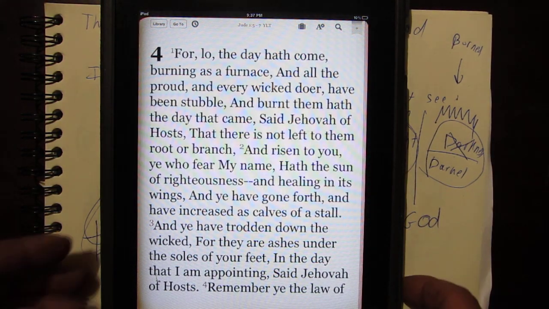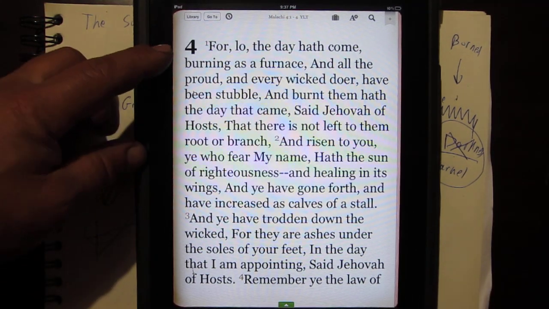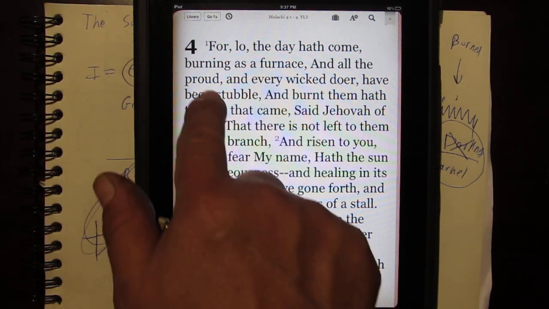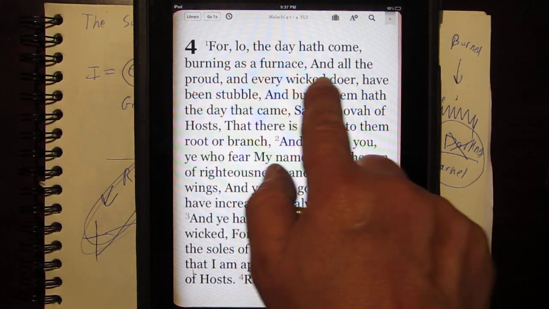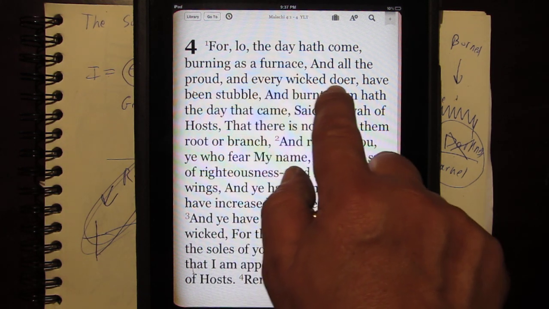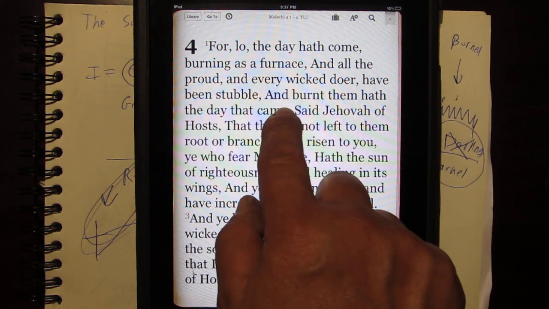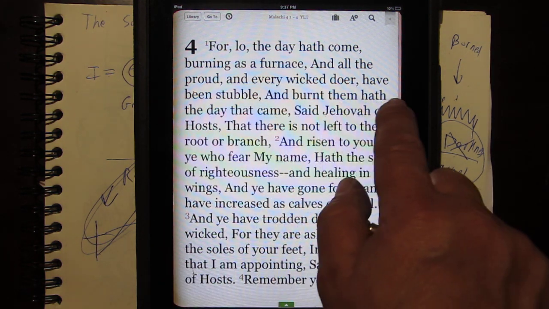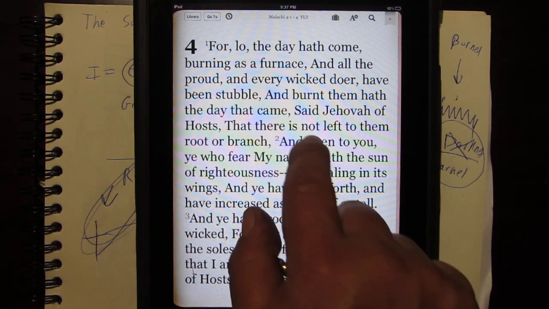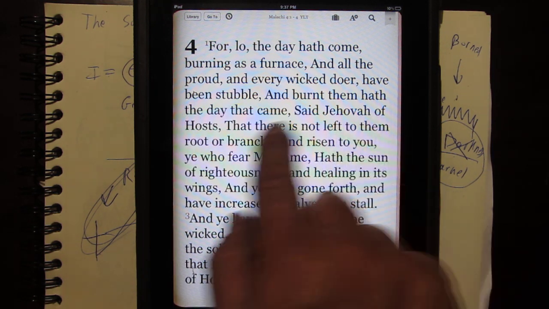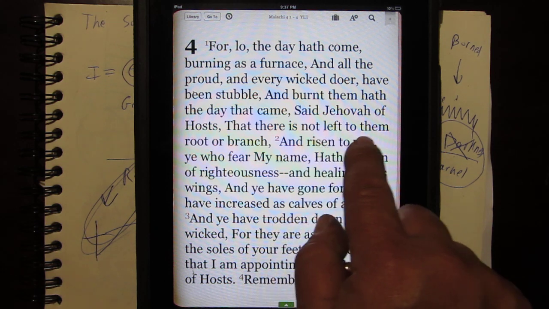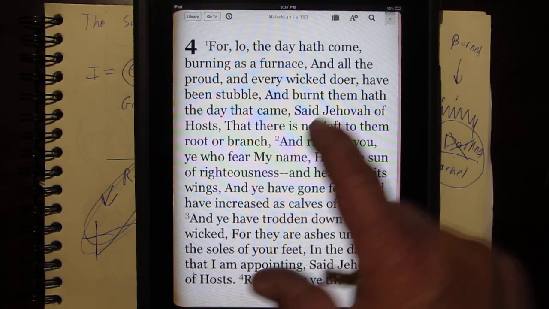Malachi 4:2, but let's go to 1. For lo, the day hath come, burning as a furnace, and all the proud and every wicked doer hath been stubble, and burnt them hath the day that came, said Jehovah, or Yahweh of hosts, that there is not left to them root or branch.